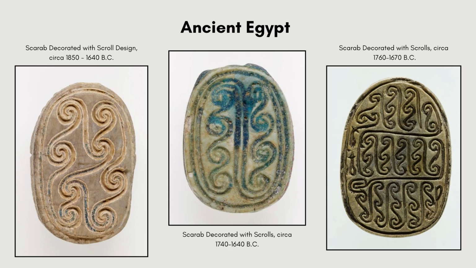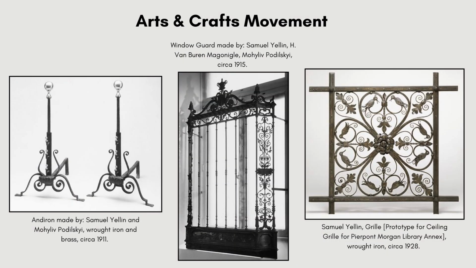However, subtle differences in the composition or in the carving of the scarab's back and legs help specialists determine more precise dates for each piece. As you can tell, these scarabs have several scrolls on them, which are all similar to the scrolls on the plant stand. Next up is Samuel Yellin and the arts and crafts movement.